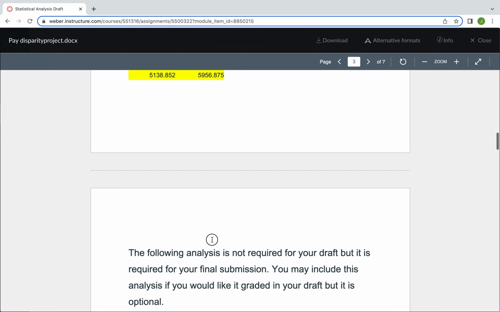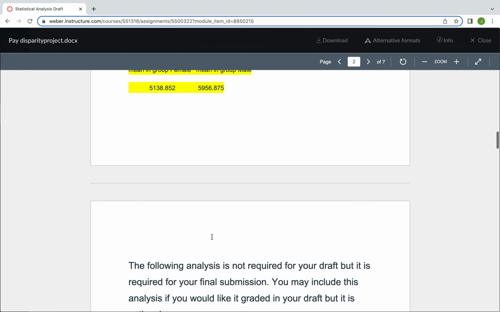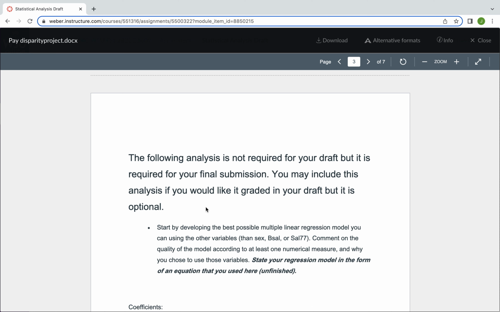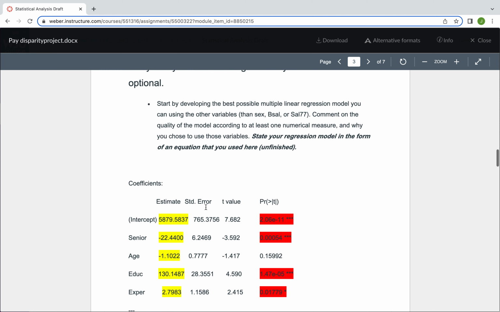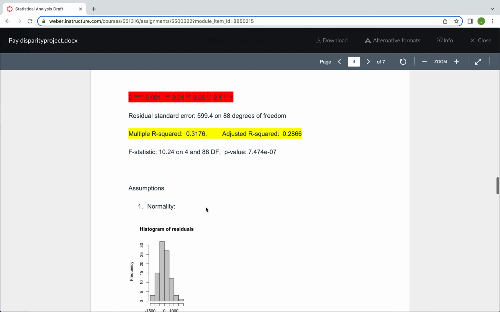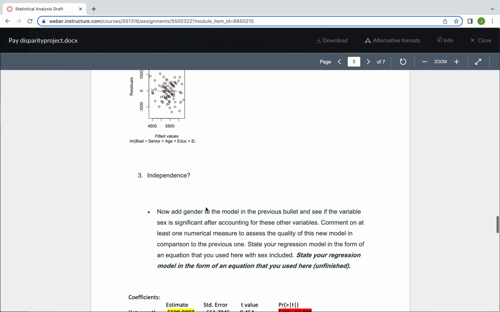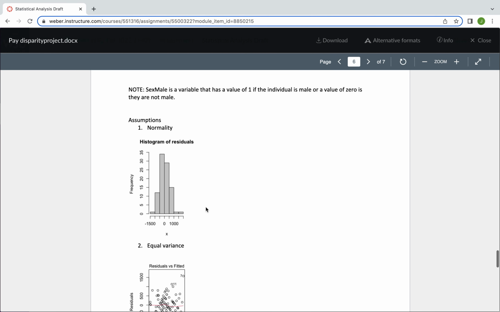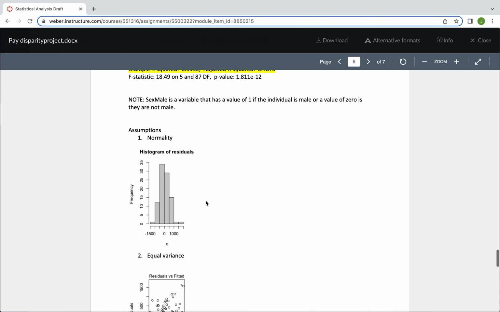Okay. Now, this analysis isn't required for your draft of your submission because the material is covered later, but you'll need it for your final project. Okay, and this is all things that you'll learn throughout the course. Okay, and notice I didn't answer the questions here on normality. You have to answer, is this normal based on the graph? I provide you with the graph.